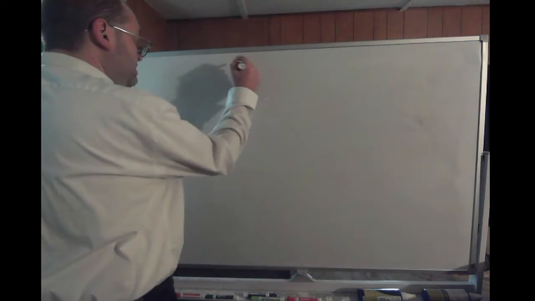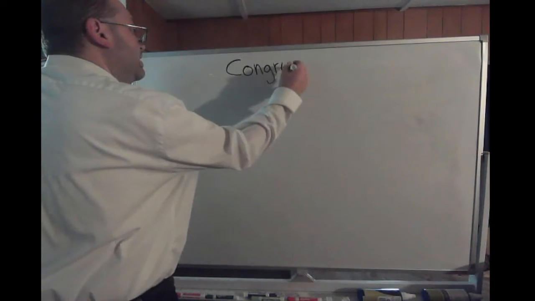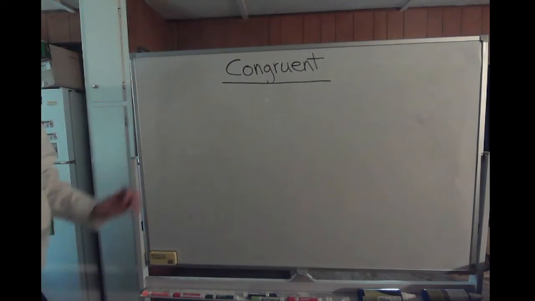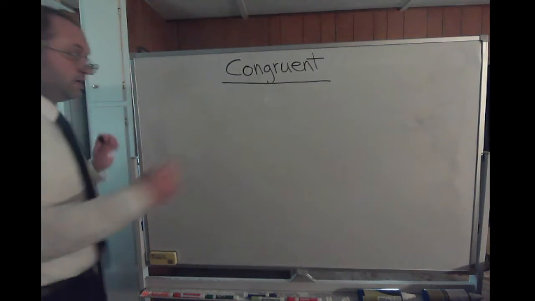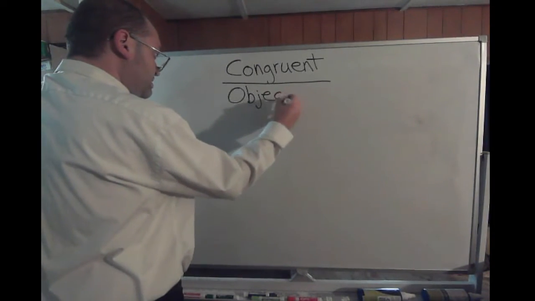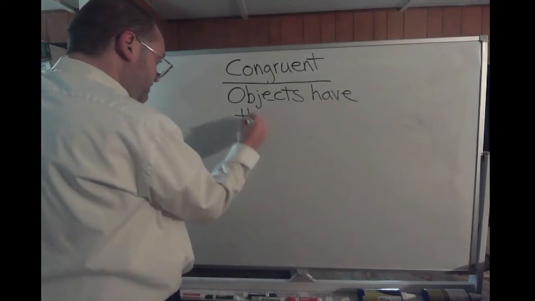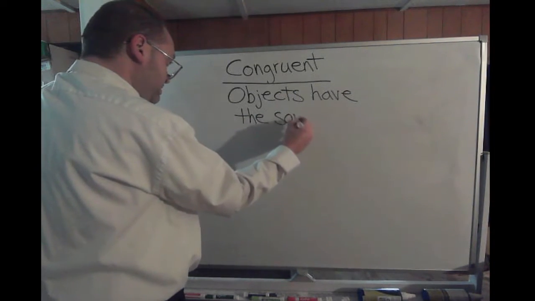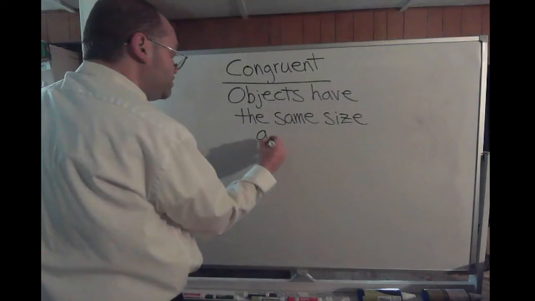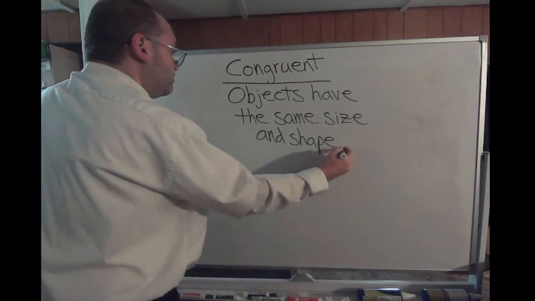Let's see. What does it mean to be congruent? The next term I'm going to throw out is congruent. What does it mean if something is congruent? Objects have the same size and shape. So that's another term you'll need to know, congruent.